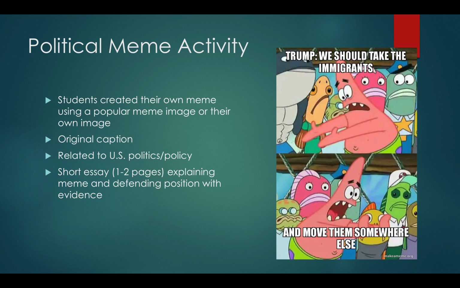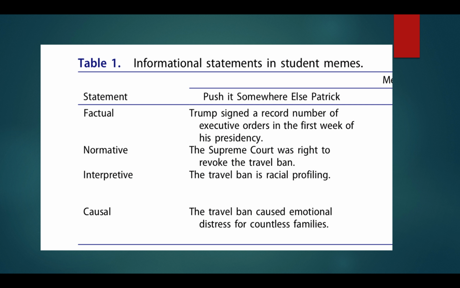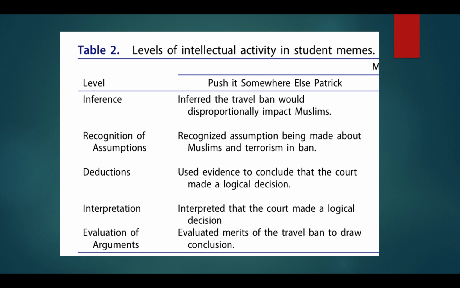So the first thing I did was I went through the different examples and I coded for the different types of statements when I went through the essays. And I found factual statements, normative statements, interpretive statements, and causal statements. But it's not just about using the statements. Anyone can stumble into these things. What about the Watson-Glaser different levels of thinking? And so, with Push It Somewhere Else, Patrick as an example, I coded for the different levels of thinking.